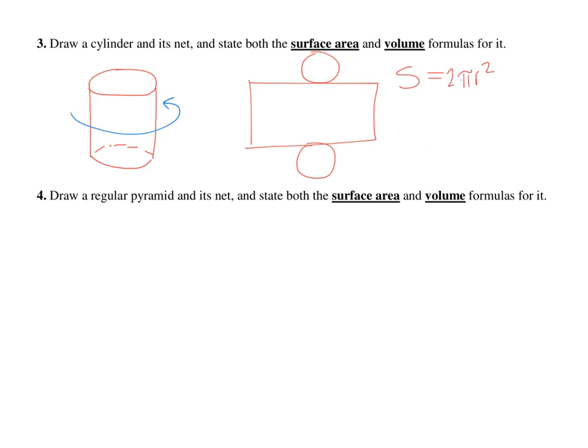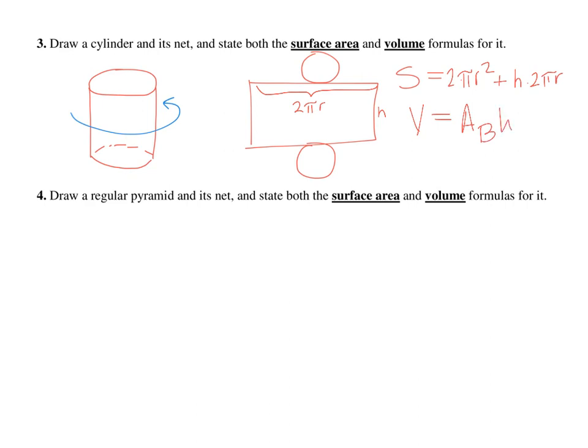Well, we have the height. And then what's this distance here? Once again, that length wraps around the circumference of the circle. So the area of the rectangle will be the height times 2 pi r. And there is your surface area formula. You should know how to derive it. No need to remember it. Then you have the volume formula. Once again, area base times the height.